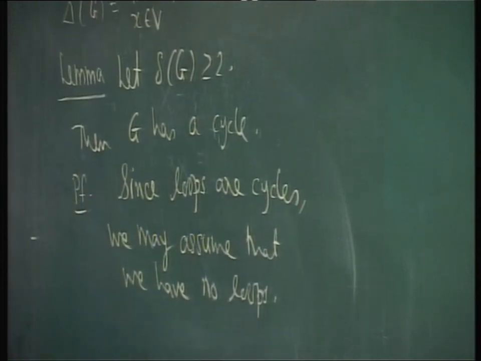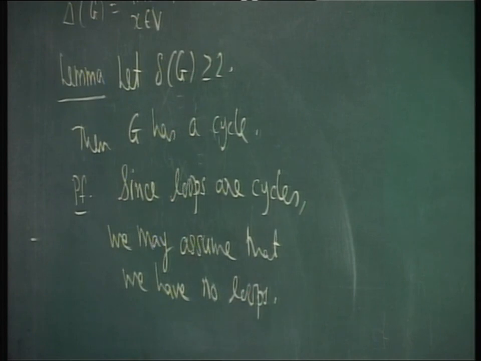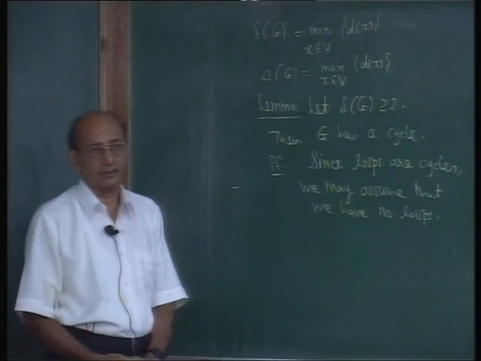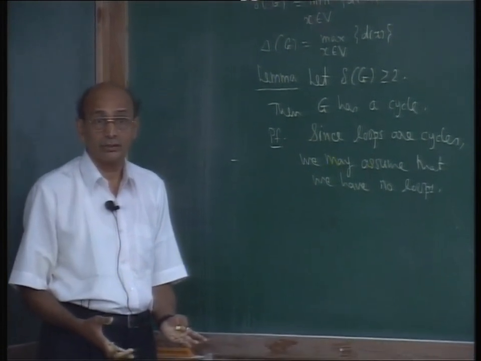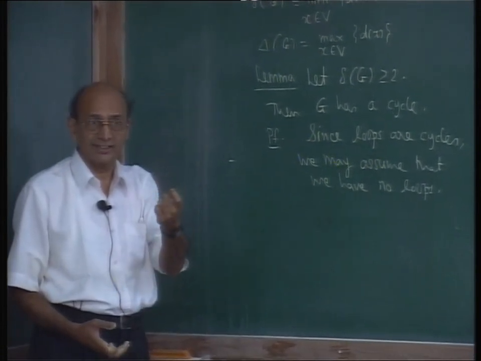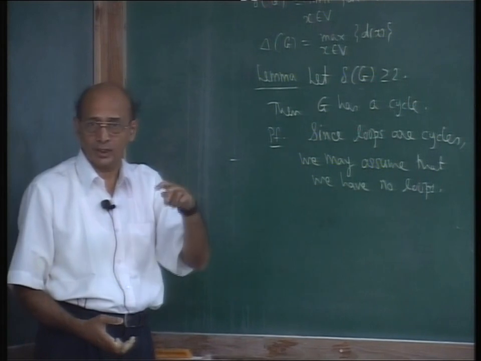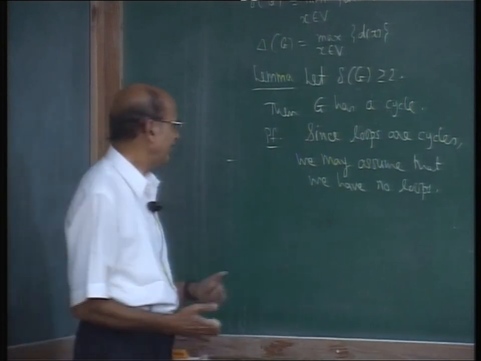So if you have a graph that has no loops at all, and if the minimum degree is at least 2, then my claim is there must be at least 2 vertices. It's clear. You just cannot have one vertex, okay, because then you'll have to draw loops only.